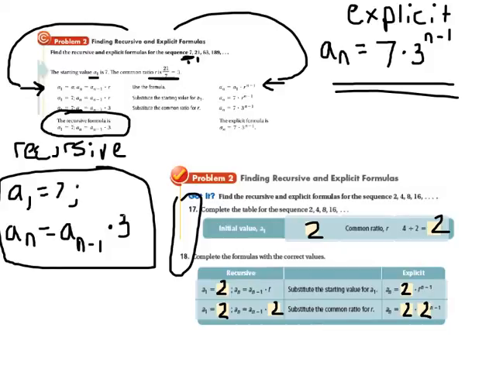Alright, all of your blanks should have ended up with 2's in them. Our recursive formula is right here, and our explicit formula is right here. Notice you cannot just multiply this 2 times this 2 because order of operations says this exponent has to be dealt with first.